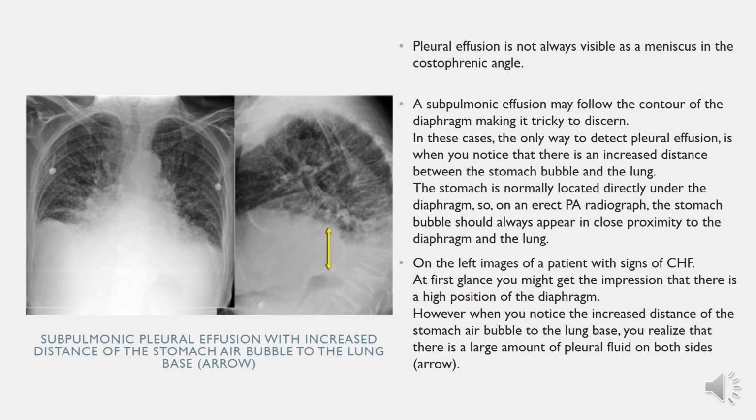On the left, images of a patient with signs of CHF. At first glance, you might get the impression that there is a high position of the diaphragm. However, when you notice the increased distance of the stomach air bubble to the lung base, you realize that there is a large amount of pleural fluid on both sides.